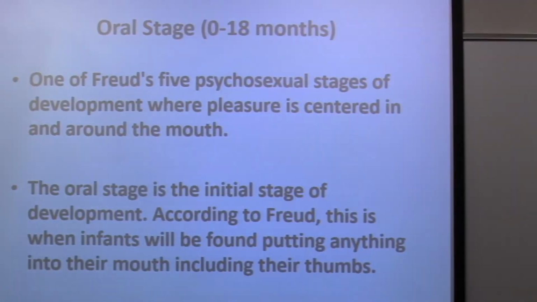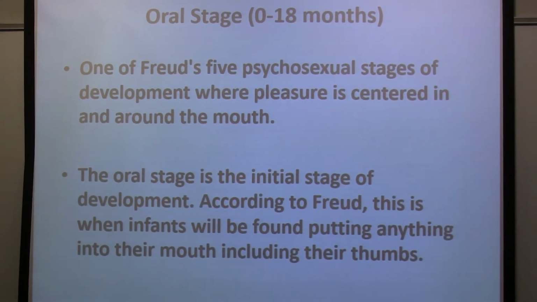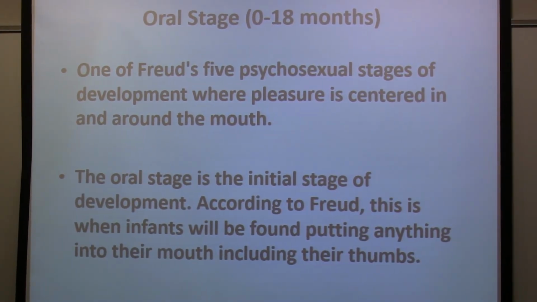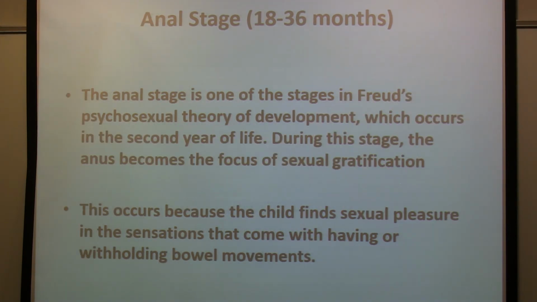That's an example. The oral stage is from 0 to 18 months, and it's one of the 5 psychosexual stages of development. And the pleasure here is centered around the child's mouth. And it's the initial stage, it's the first stage of development. And what Freud said about this is that infants will be found putting anything into their mouth, including their thumbs, this would be what you would see as part of the normal stage of this development.